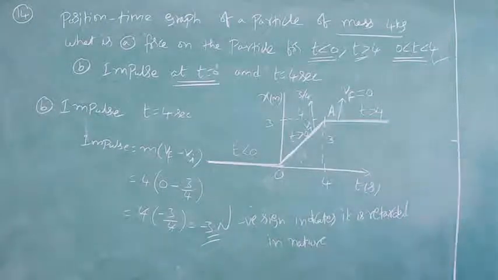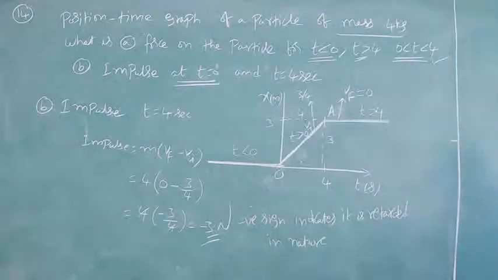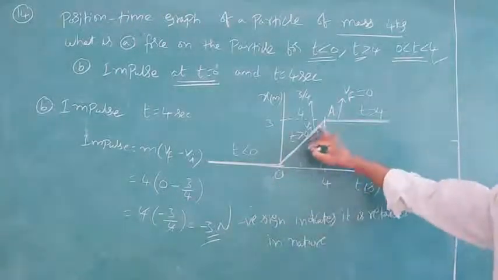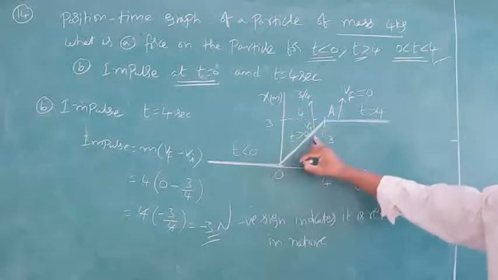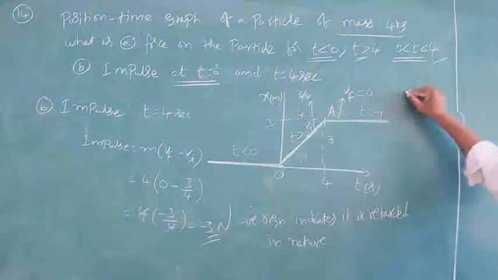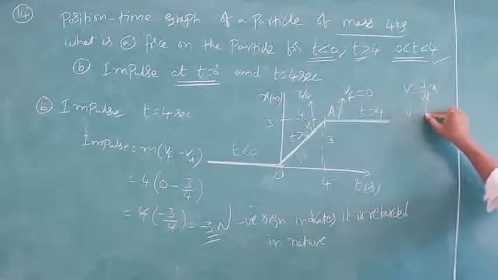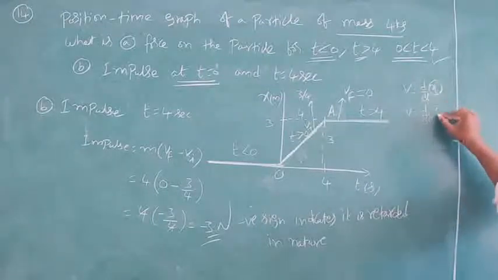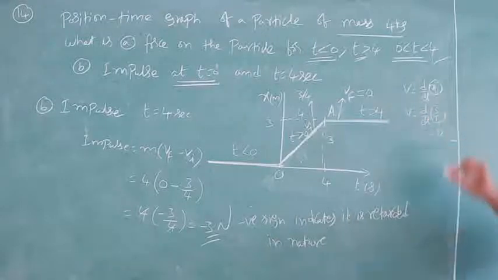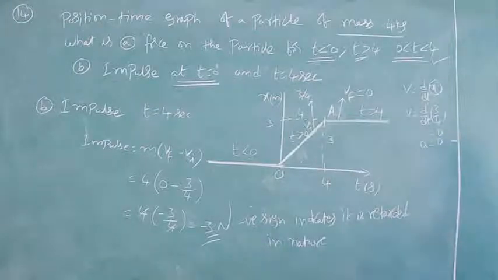Next, in the same way, for 0 less than t less than 4, what is the meaning of this? This is the slope. Slope is nothing but y by x, 3 by 4. Velocity v is equal to d by dt of x, that is, the slope, which is 3 by 4. Since the velocity is constant, acceleration is 0. Now in the same way, they are asking for the impulse.